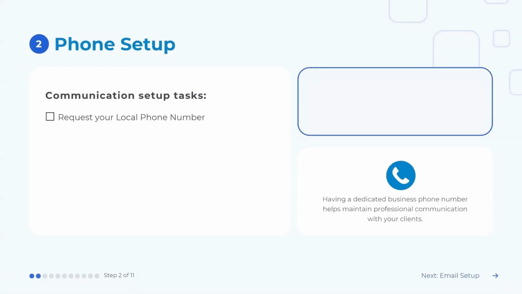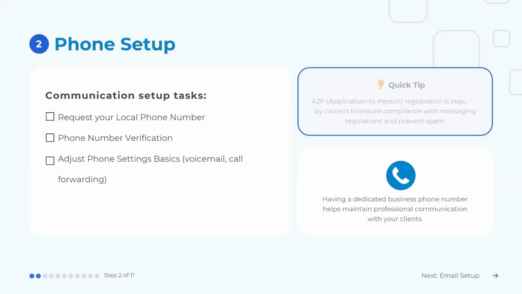Today, we're going to make sure that your phone is ready to go for sending out voice calls, receiving voice calls. So we're going to be requesting your local phone number. We're going to go through a quick phone verification to make sure that it is you buying your phone number. We're going to be adjusting the phone settings, how you want your voicemail, your call forwarding set up. And then I'm going to introduce you to A2P.